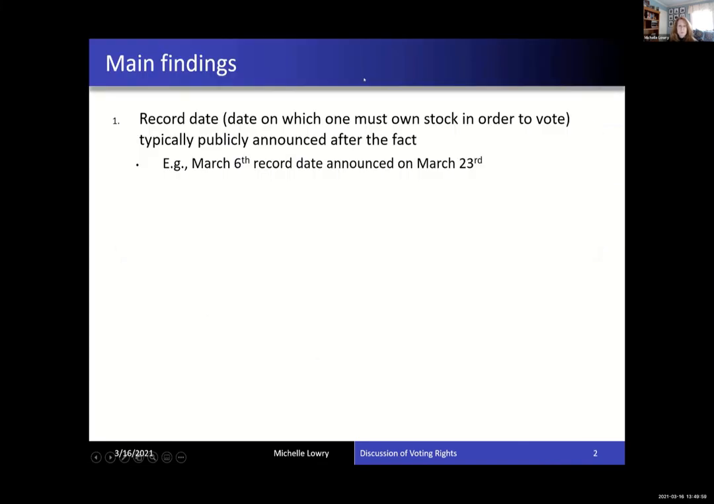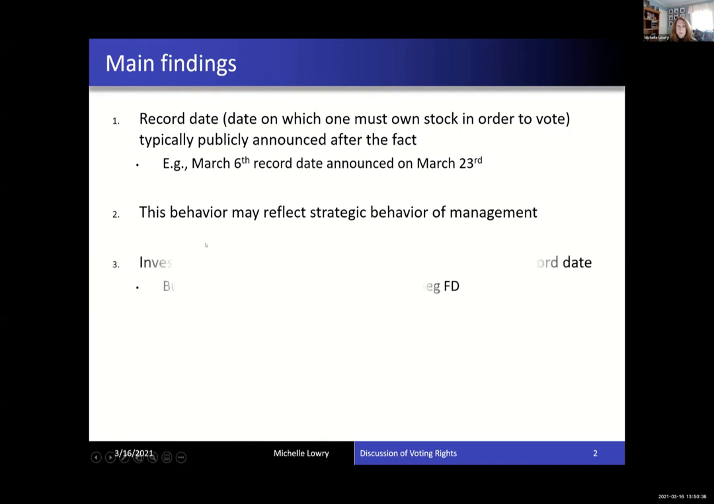Let me first go over the paper's main findings, and then I'll offer some comments. To briefly summarize, and again, Slava did a great job, the first punchline is that the record date, the date on which one must own the stock if you want to be able to vote, is typically announced after the fact. For example, on March 6th, the record date is announced on March 23rd. And that right there just seems odd, right? It seems counterintuitive. The authors then suggest that this may reflect strategic behavior of management. Maybe they're trying to hide the record date in ways that might benefit themselves.